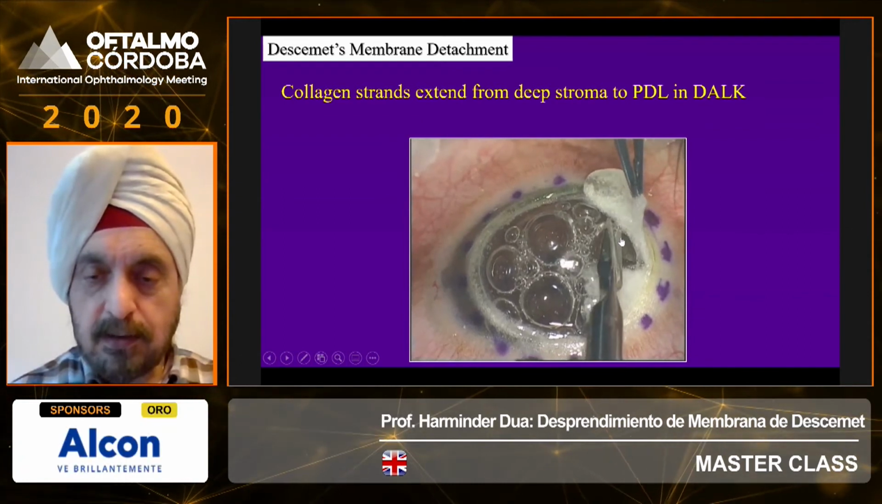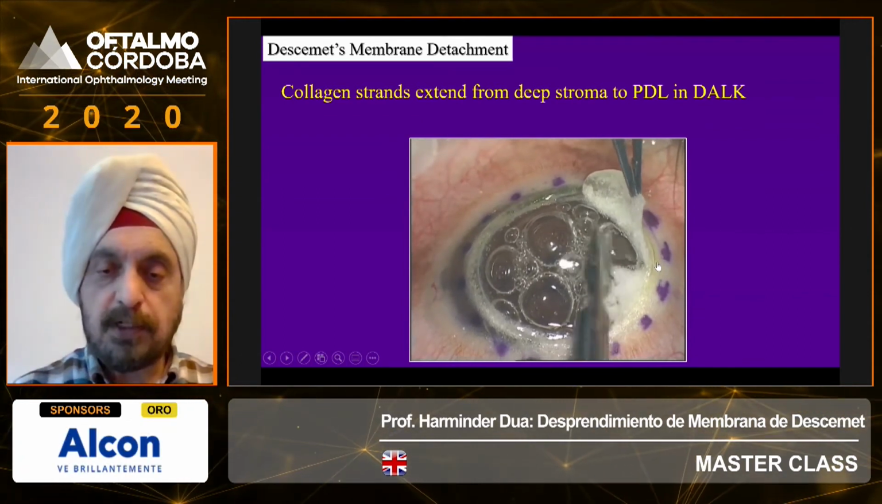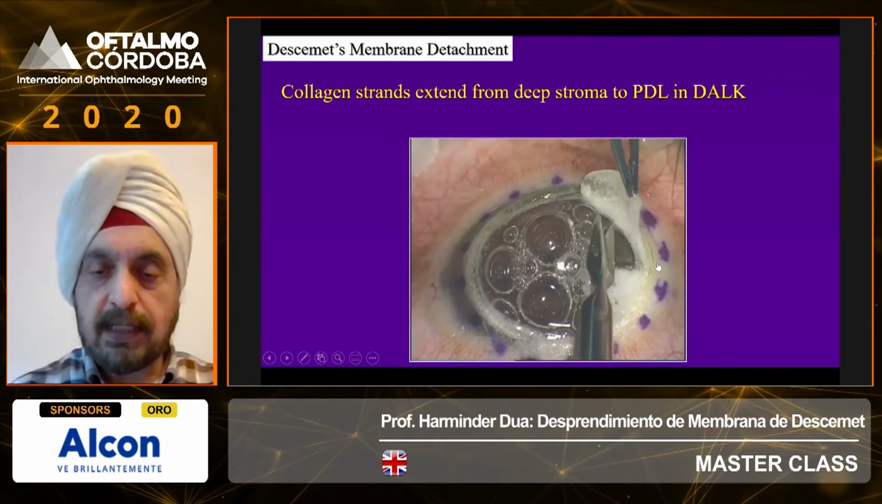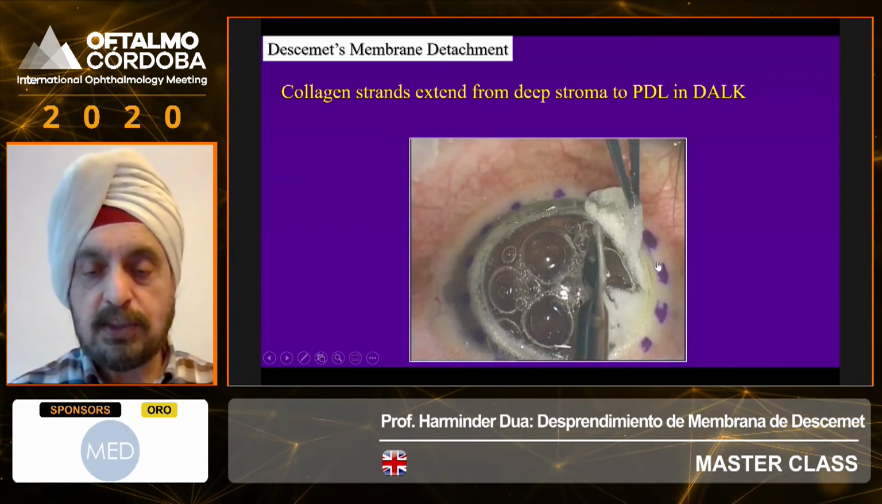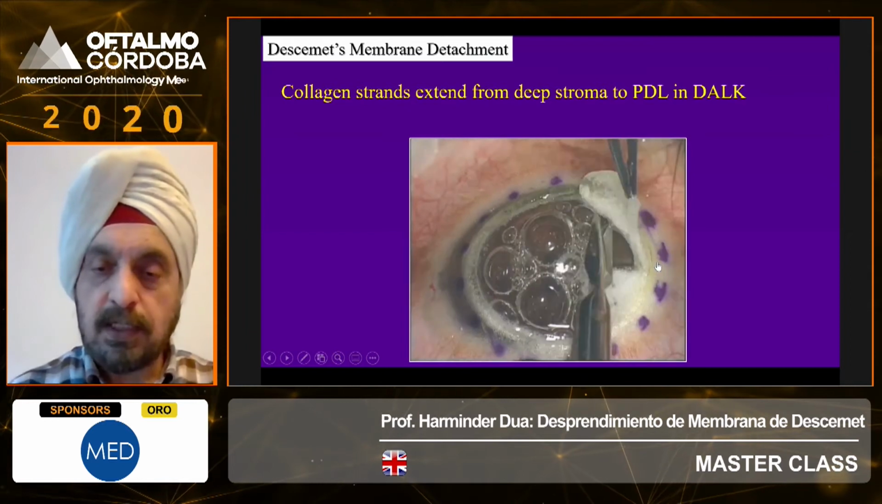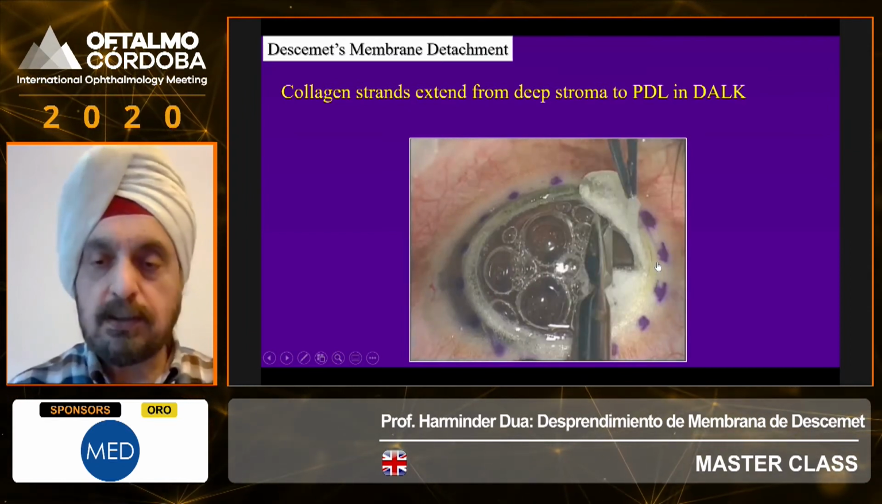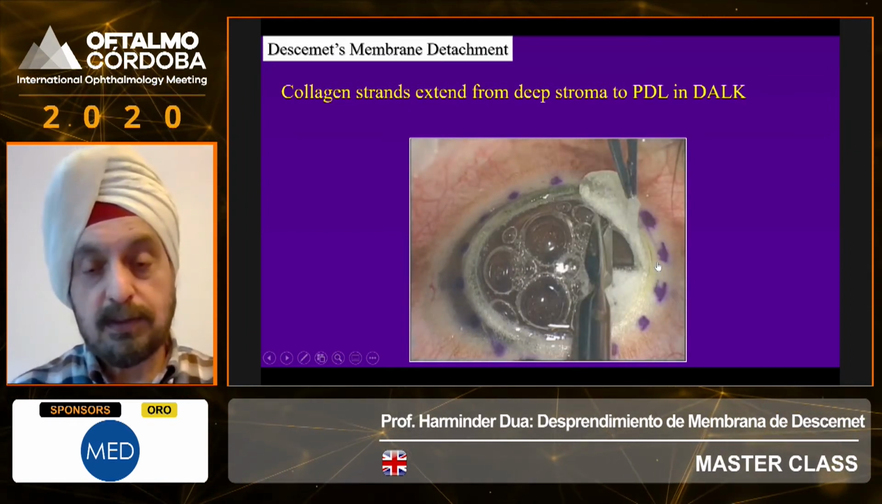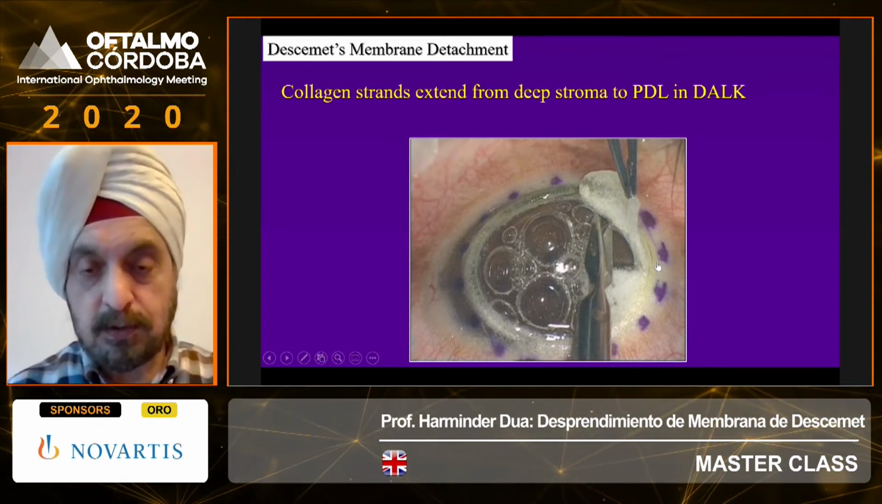Sometimes they can be very thick as you go more towards the periphery. Towards the center, they're very light and thin. These strands extend from the posterior surface of the deep stroma onto the anterior surface of the pre-Descemet's layer, or the Dua's layer.